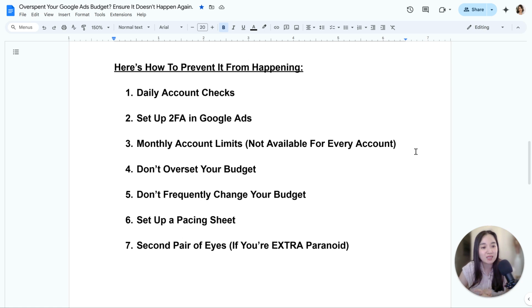Number one is daily account checks. If you're spending, especially spending big money on Google, you gotta log in, you gotta check. Just at the end of the day or even the beginning of the day, checking on the previous day, how much did you spend? Is this in line with what you were expecting? If it did spend double, monitor it and see, is it continuing to spend double? Do you need to adjust your average daily budget if Google is not respecting the daily budget that you set?